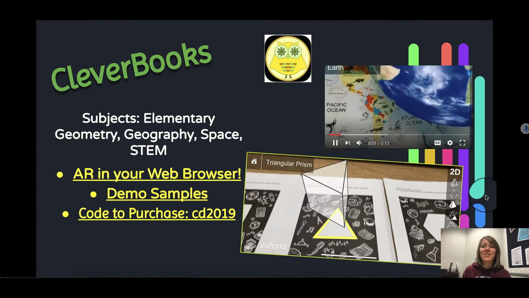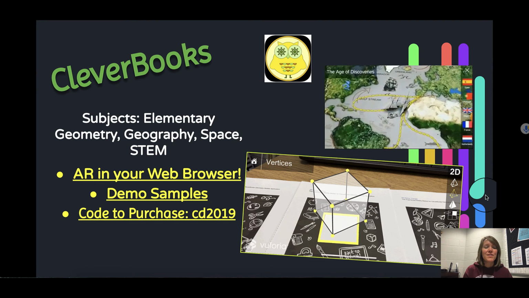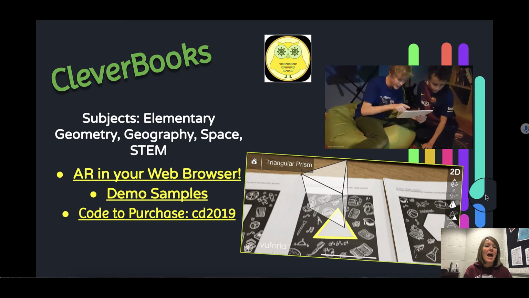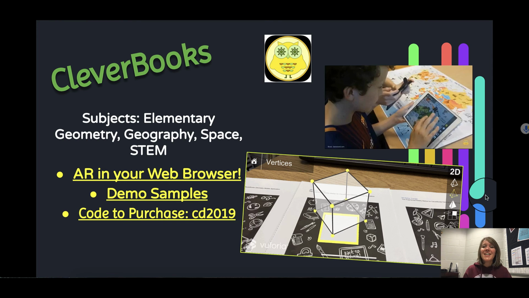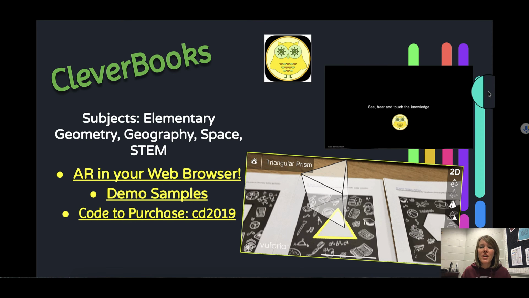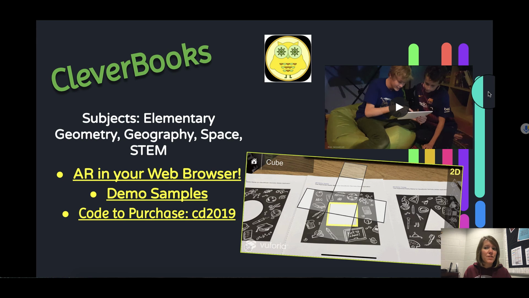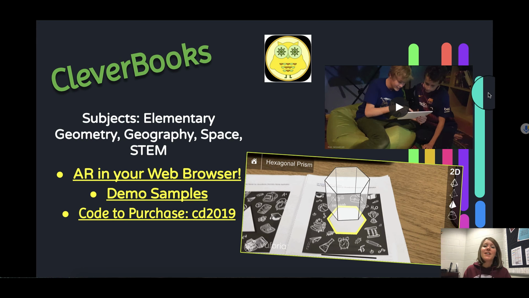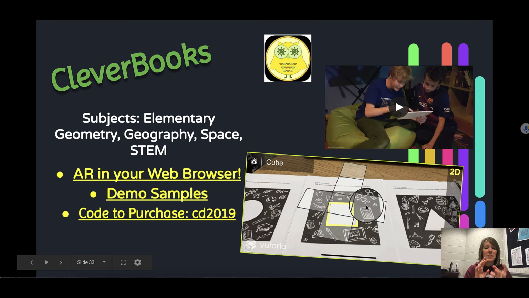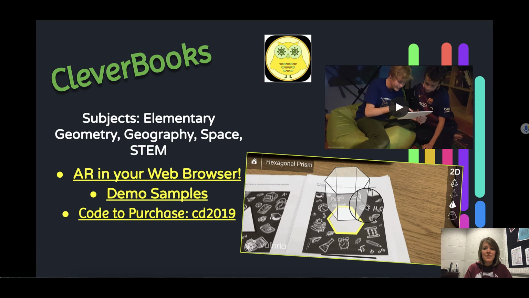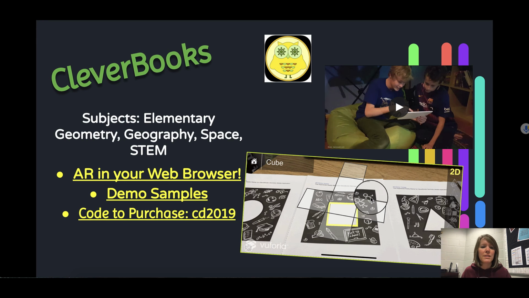All right, another fabulous one to check out is Clever Books. So if you're a STEM teacher or you're teaching geometry, geography, or anything space related or STEM related, the app is such an awesome thing to be able to do. Now there's different apps. There's one for geography, geometry, and space. So here you can see the geometry one. So students can manipulate the objects and see the nets of the different geometric shapes, the edges, the vertices, all those great things.